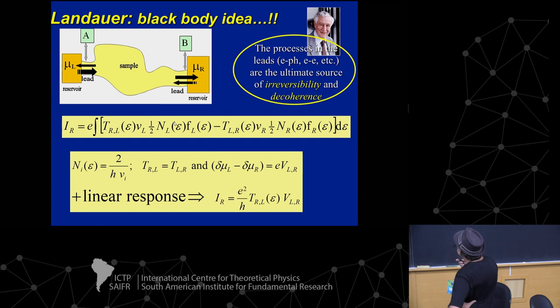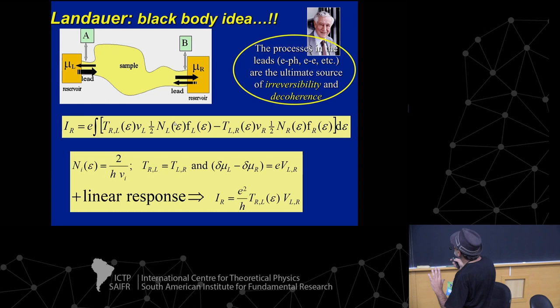And the idea is more or less that the electrodes, that the environment, are essentially a black body that is irradiating electrons into the system that go out to the other side. And then, in that case, the current that you observe at the electrodes is essentially proportional to the transmission probability, the quantum mechanical probability of going from left to right, that could be calculated in the way that you are able to calculate. That's full quantum mechanics here, the scattering matrix.